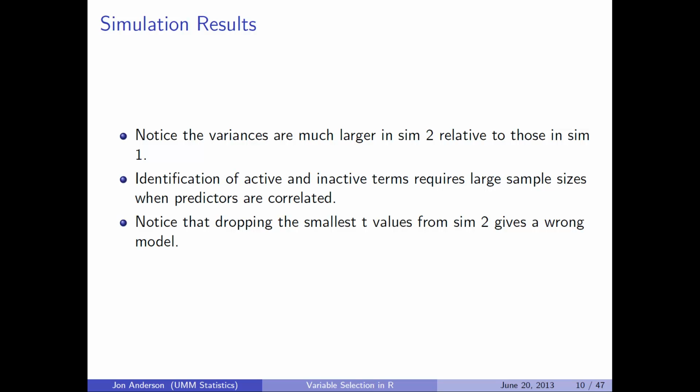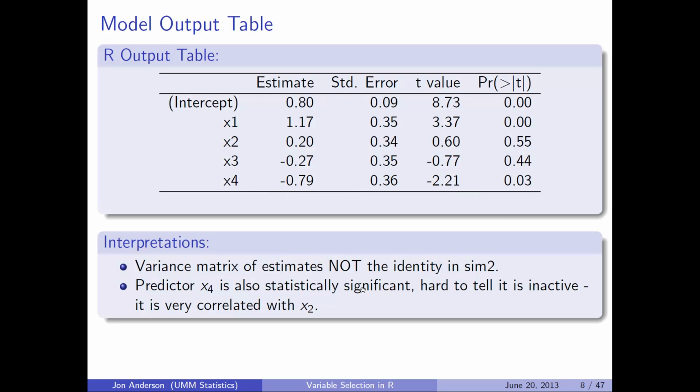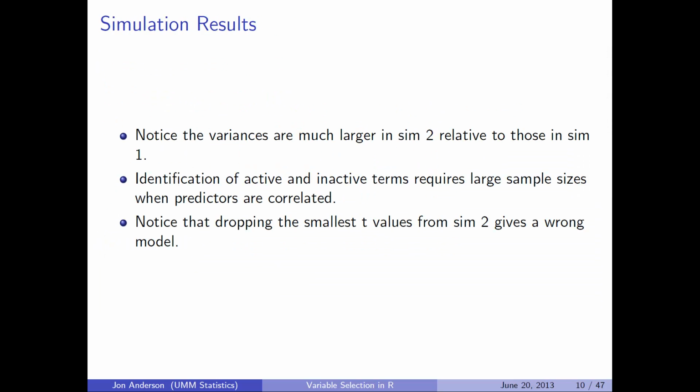And also notice that if you just decide to take the model for the variables that have big values of t, the most significant ones, you get a wrong model for this second simulation. You would pick predictors x1 and x4 if you just look at the p-values, and that is not the set of active terms. You'd get a wrong model.